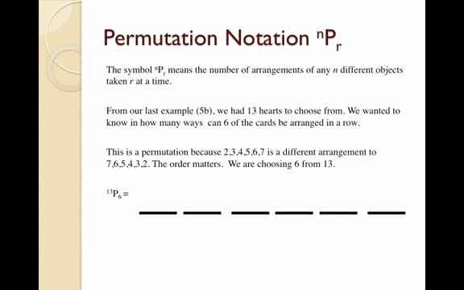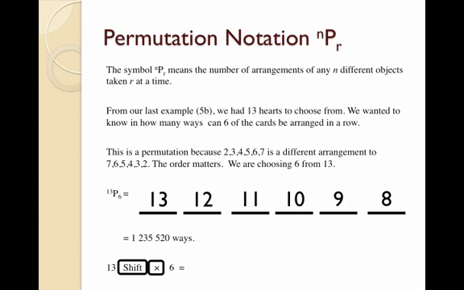This question is a permutation question, because the 2, 3, 4, 5, 6 and 7 of hearts is a different arrangement to the 7, 6, 5, 4, 3 and 2 of hearts. We are choosing 6 from 13, so we write this as 13P6. Writing it out the long way, we multiply 13 all the way down to 8. This is 6 multiplications, to get our answer of 1,235,520.